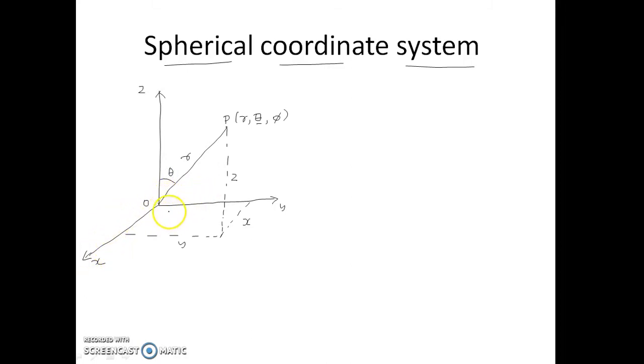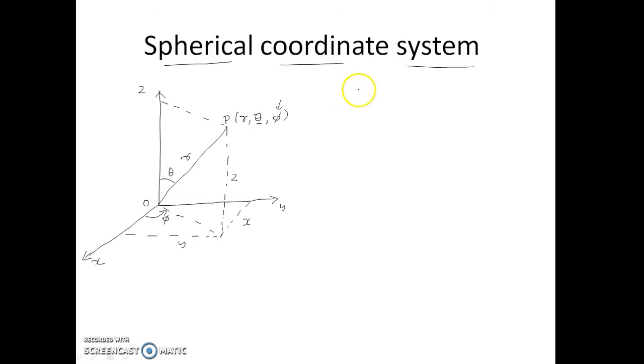And phi in spherical coordinate system is the same as the phi in cylindrical coordinate system. That is, it is the azimuthal angle. Suppose you project this line onto the xy plane, the angle made by this line with respect to the positive x-axis is phi.